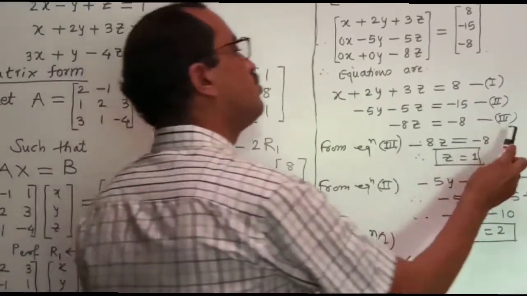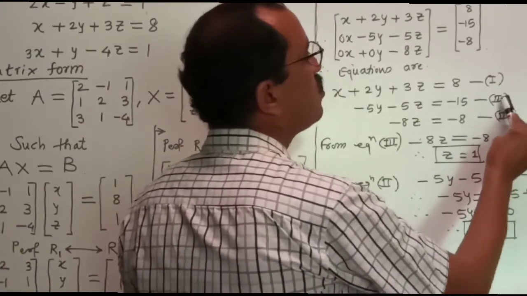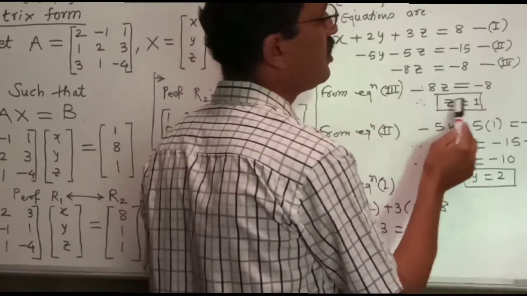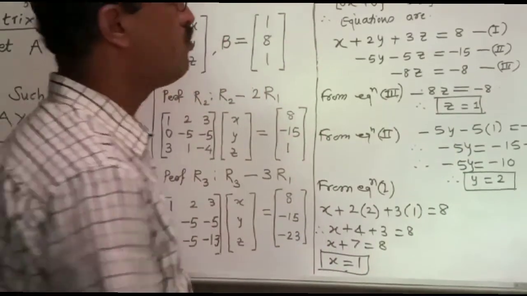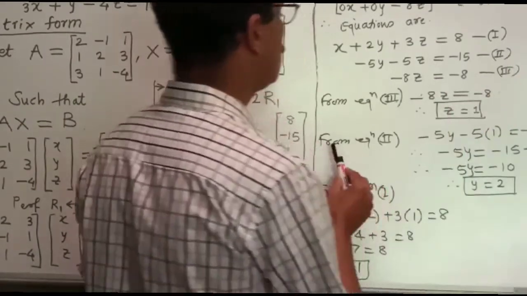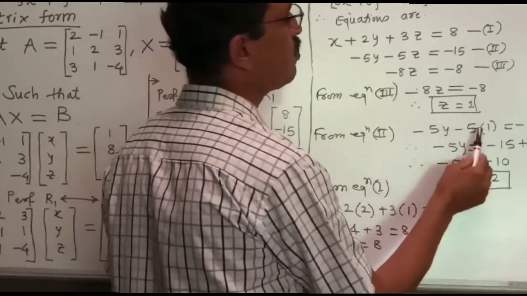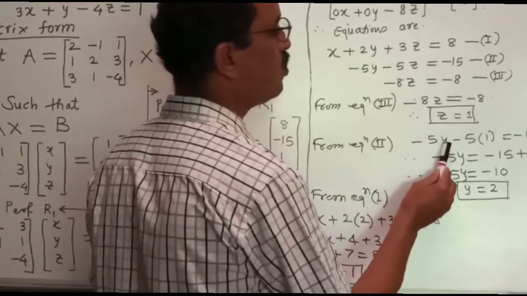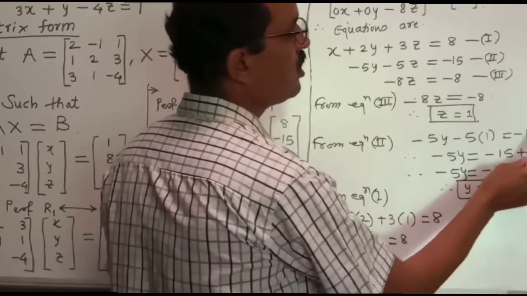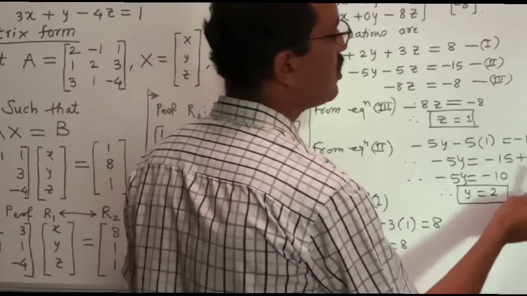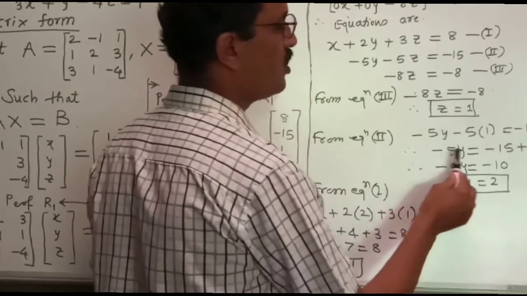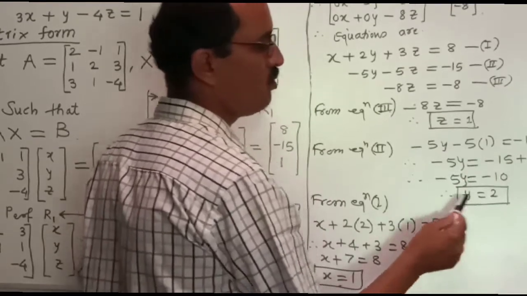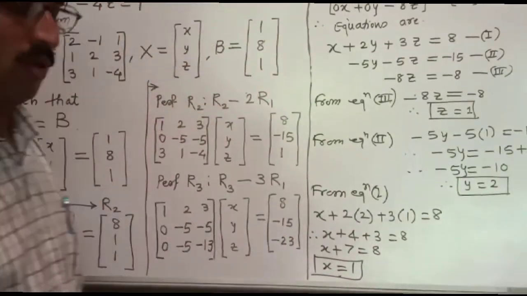So by solving, first we solve equation 3, then 2 and then 1. From equation 3, minus 8z is equal to minus 8, definitely z is equal to 1. Now put z is equal to 1 in equation 2. So from equation 2, minus 5y minus 5 into 1 is equal to minus 15. So minus 5y is equal to minus 15, and this minus 5 on the right hand side, we change the sign, it is plus 5. Minus 5y is equal to minus 15 plus 5. So we get minus 5y is equal to minus 10. Therefore y is equal to 2.